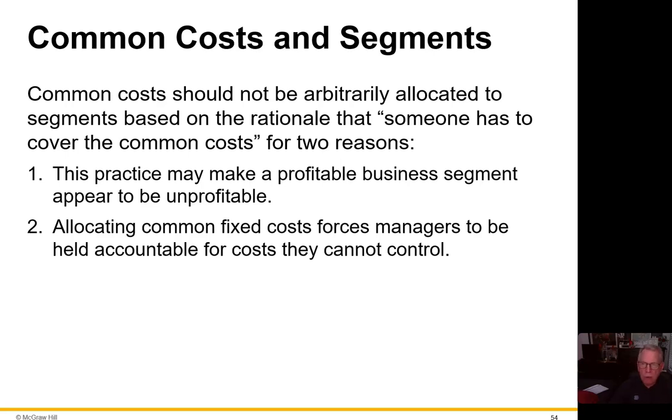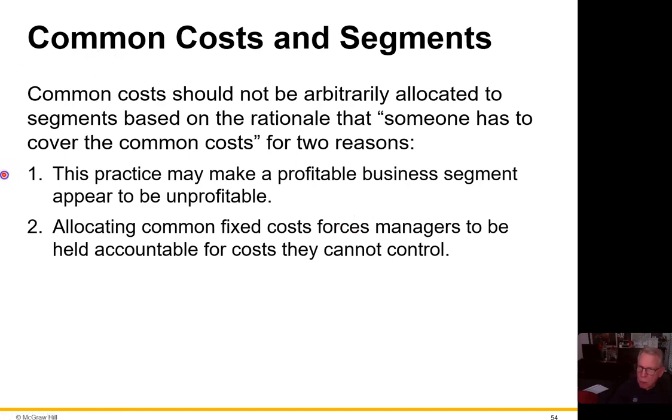Common costs, fixed costs, should not be arbitrarily allocated to segments based on the rationale that somebody has to cover those common costs. I've heard that many times when I've been explaining how this works. And yes, someone does need to cover those common costs, but it's not appropriate to charge it to the segments.